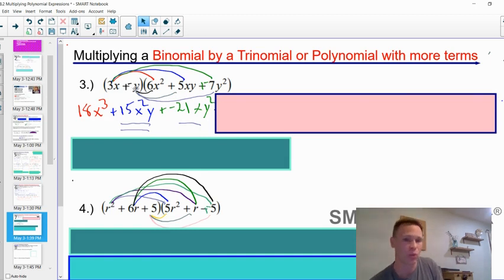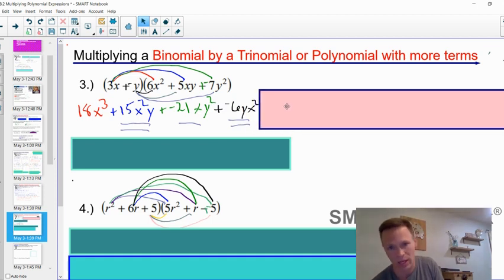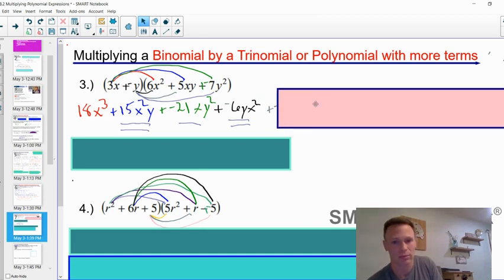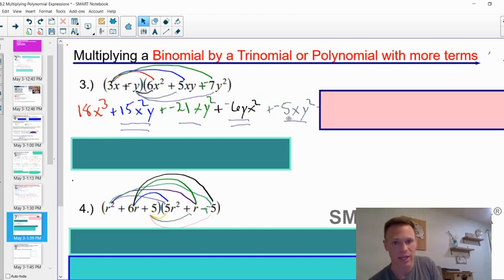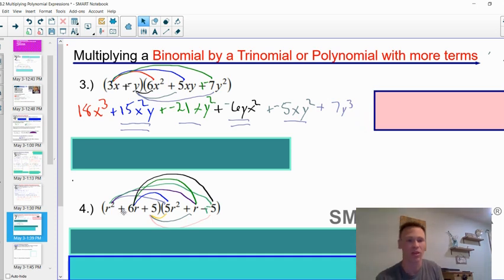And then I switch to the next one. So I got to do my y's now. So -y times 6x squared. Boom, -6x squared y. -y times 5xy, that's going to be -5xy squared. Negative y times negative 7y squared, 7y to the third.